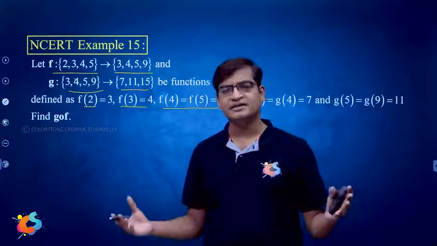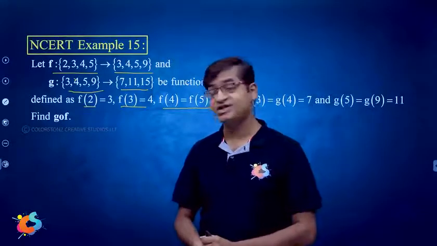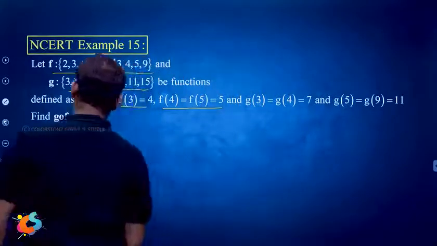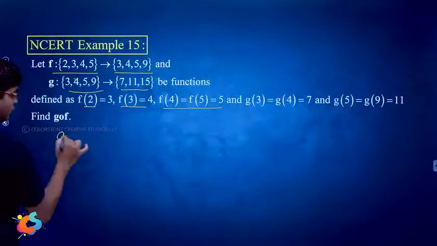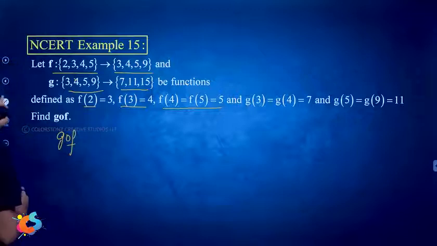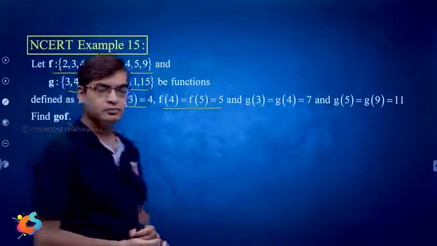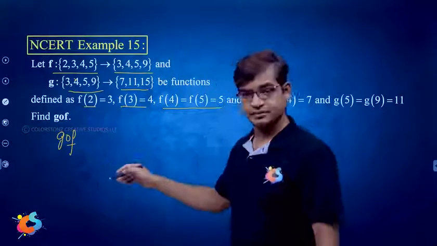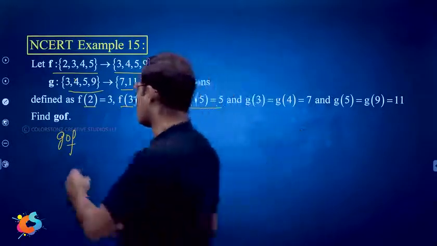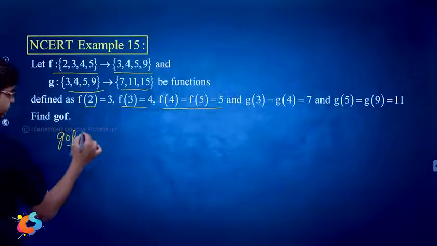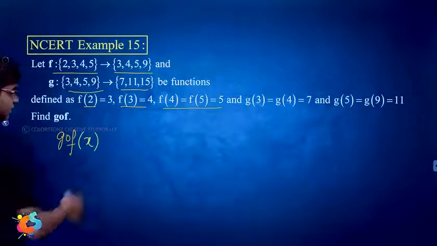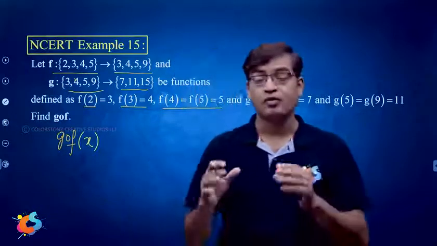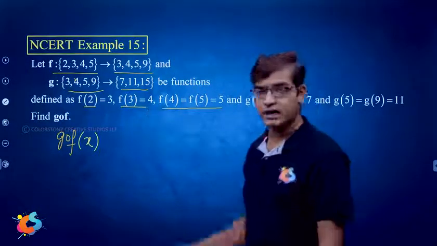Now, if they're asking what is g circle f, then it is very simple. What is the meaning of find g circle f? It simply means what is the output for different inputs. So if you want to find g circle f, then you want to find what is g circle f of x. For different inputs, what is the output?